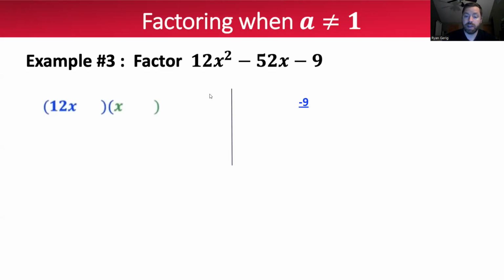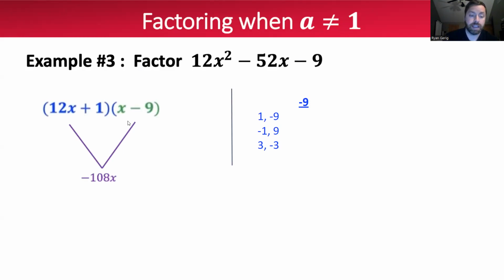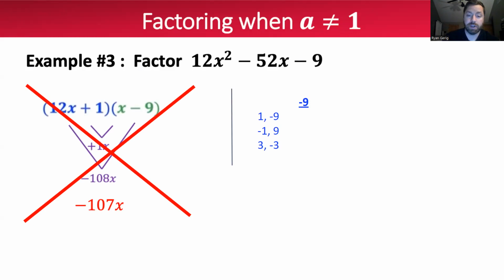Now I'm going to look at -9. I got 1 and -9, -1 and +9, and 3 and -3. All right. So I'm going to try 1 and -9. Let's try it. That's -108x and 1x. That's -107x. Not even close. Let's switch and put the negative with the 1 and the positive with the 9.